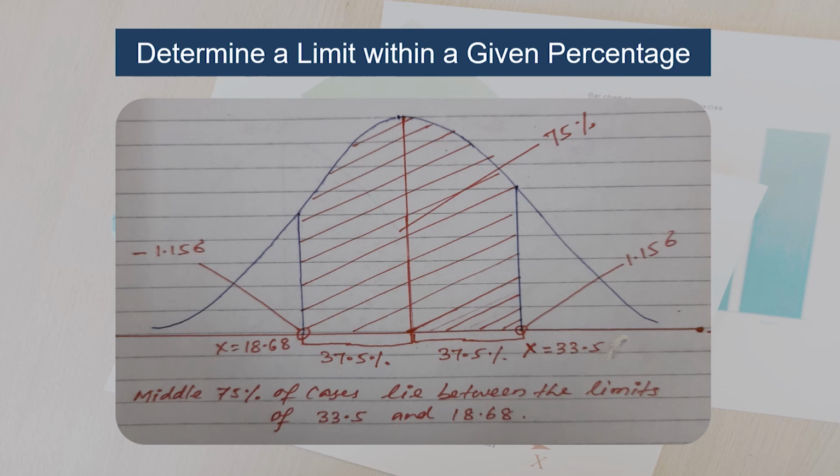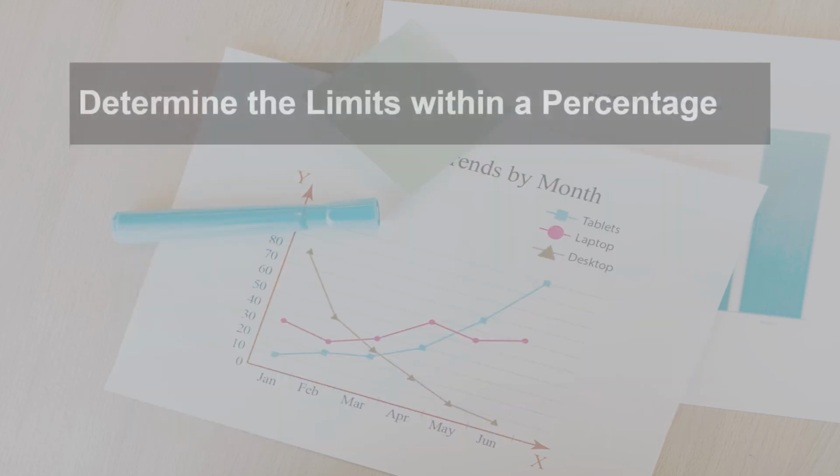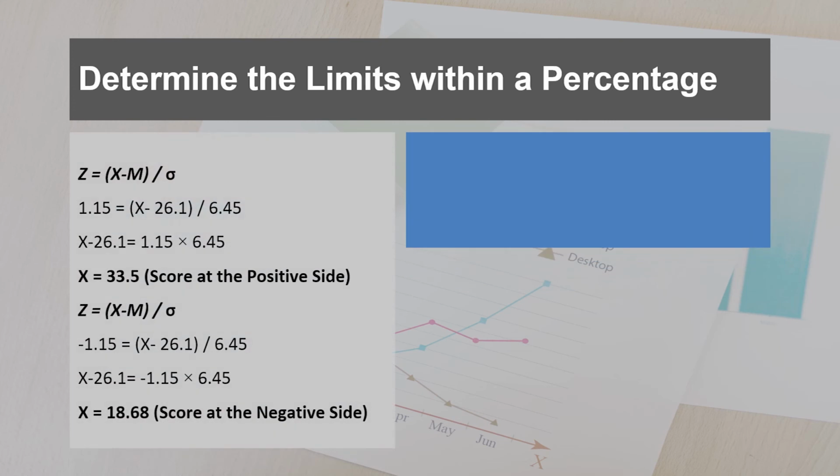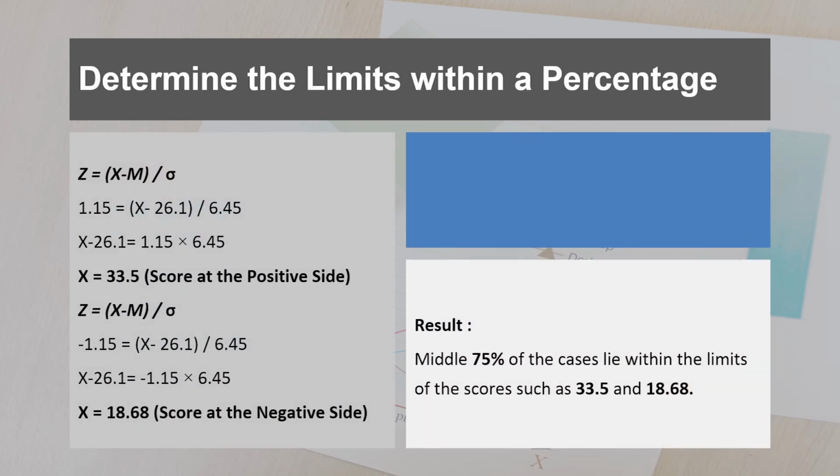Okay, I have already discussed this figure. Then again, what you have to do, you use the equation to determine limits within a percentage. You use the equation z is equal to x minus M upon SD, upon sigma, upon standard deviation. So here you see, you just have to solve this equation.